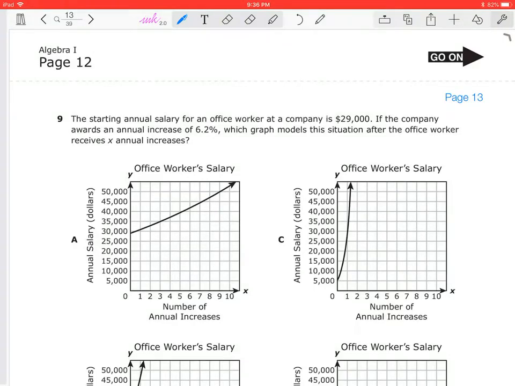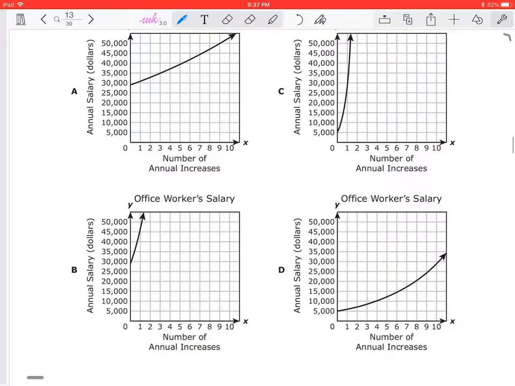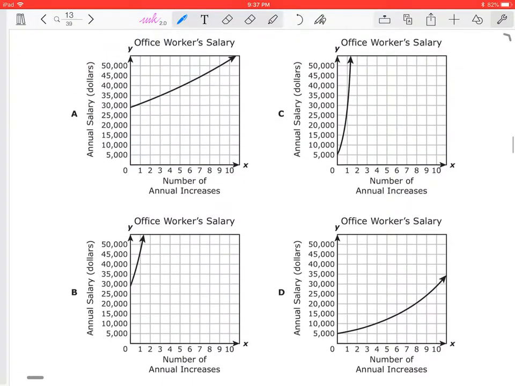All right, this problem says the starting annual salary for an office worker at the company is $29,000. And if the company has an annual increase of 6.2%, which graph models the situation after the office worker receives an annual increase? That might look tricky, so we're going to pick which graph represents this.